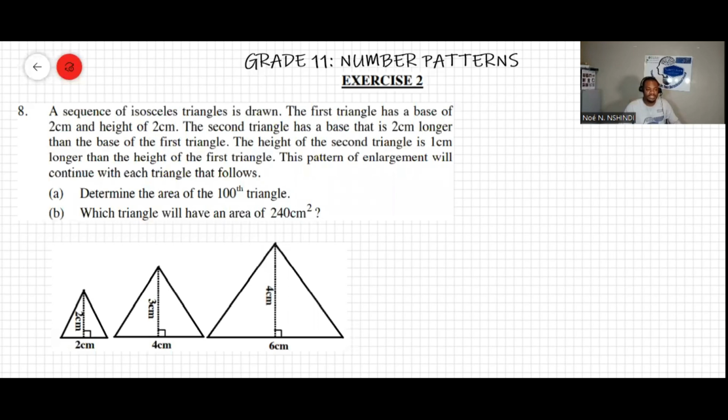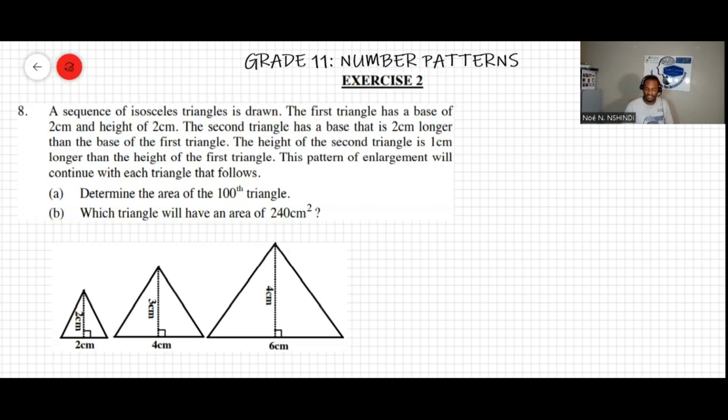Well, we have another question here, question 8. The question says a sequence of isosceles triangles is drawn. The first triangle has a base of 2 centimeters and a height of 2 centimeters. The second triangle has a base that is 2 centimeters longer than the base of the first triangle. The height of the second triangle is 1 centimeter longer than the height of the first triangle. This pattern of enlargement will continue with each triangle that follows. Determine the area of the 100th triangle.